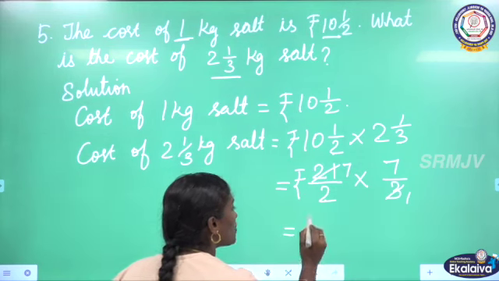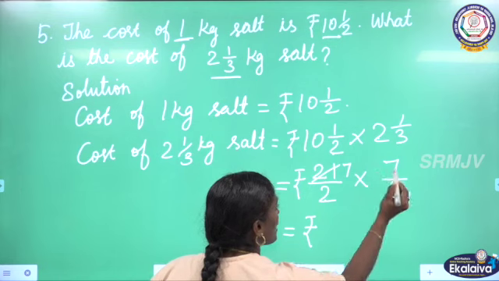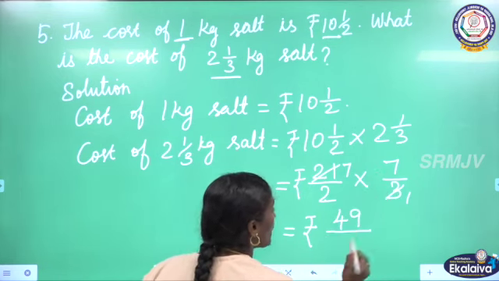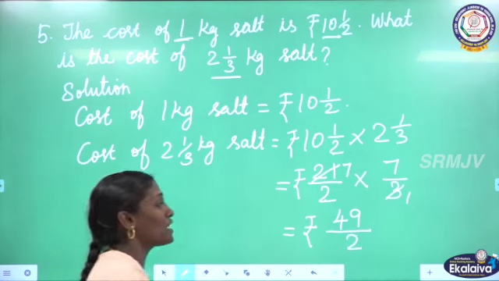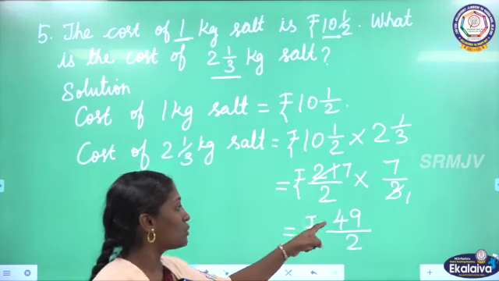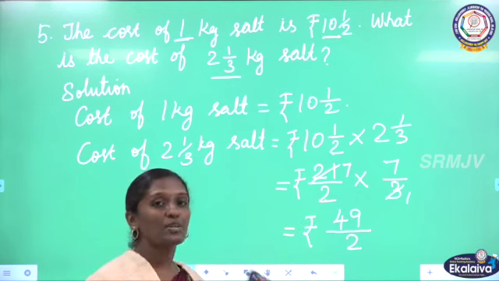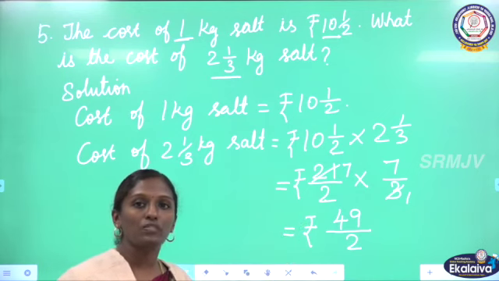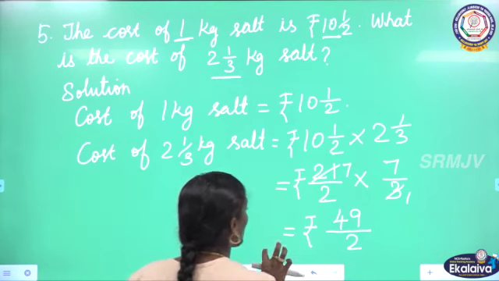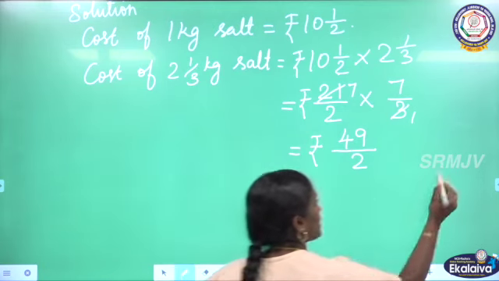So we are going to multiply the numerator number separately and denominator number separately. So 7 into 7, 7 sevens are 49, and 2 into 1, 2. Here 49 by 2. 49 by 2 is an improper fraction. See the numerator is greater than the denominator. This is an improper fraction. So we have to convert the improper fractions to mixed number. For that, we have to divide the numerator number 49 by the denominator.